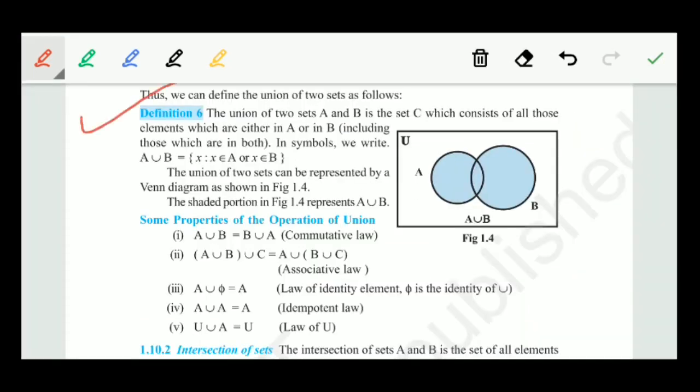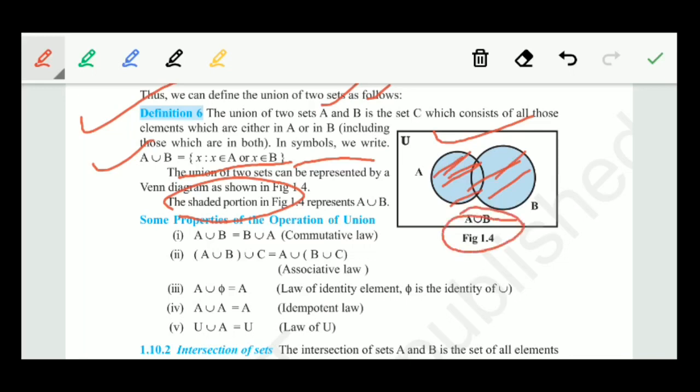See the Venn diagram for A union B. This is the Venn diagram for A union B. The union of A and B is the set C, which consists of all the elements which are either in A or B. So in symbols we can write A union B like this, and this shaded portion is known as A union B.